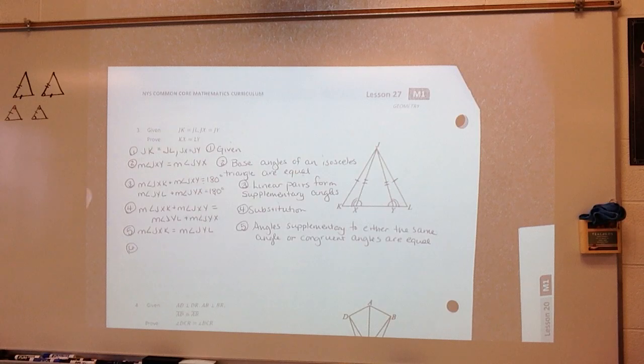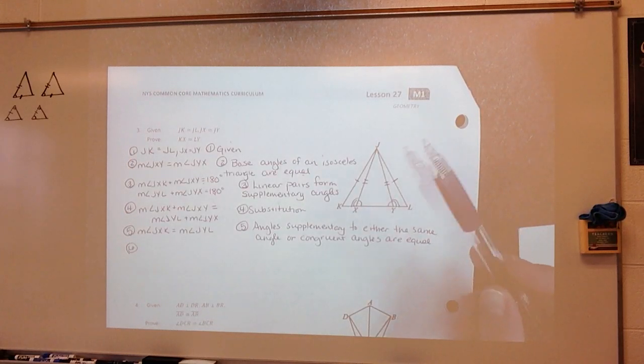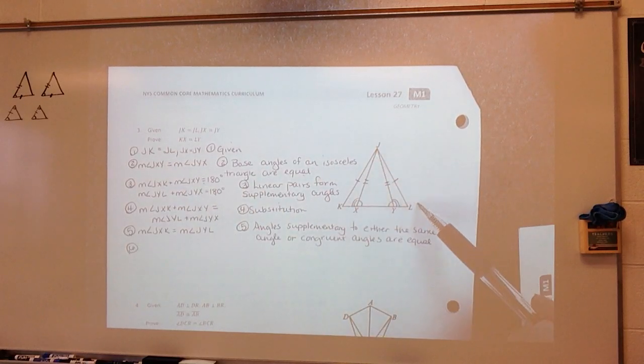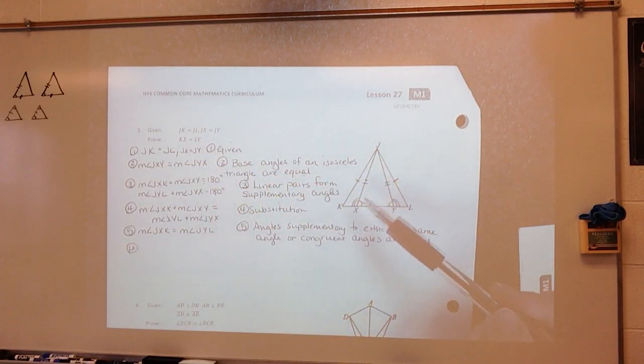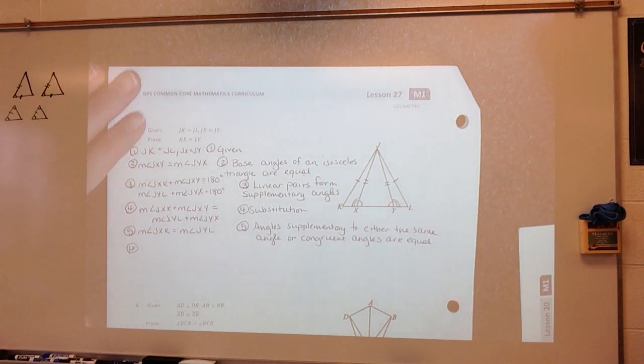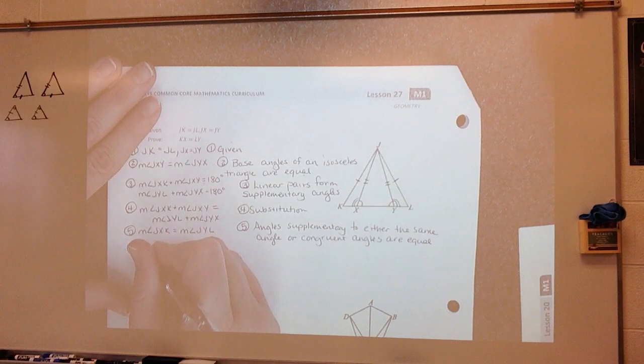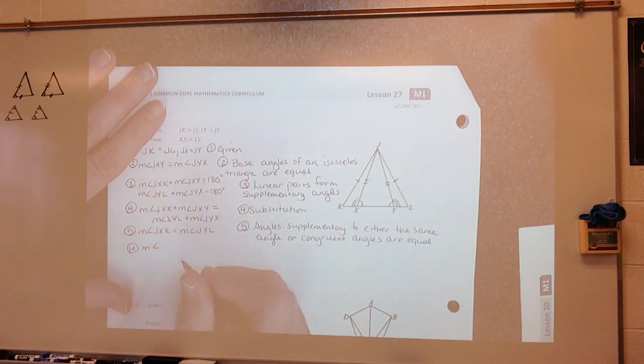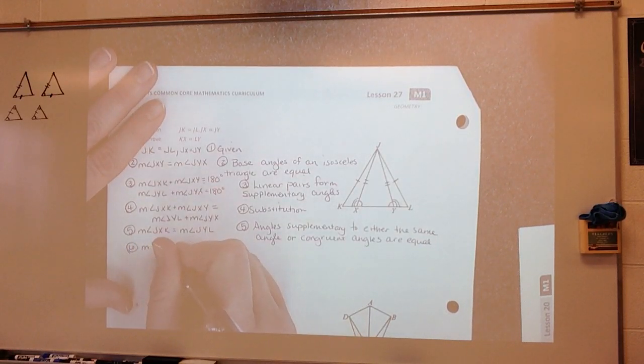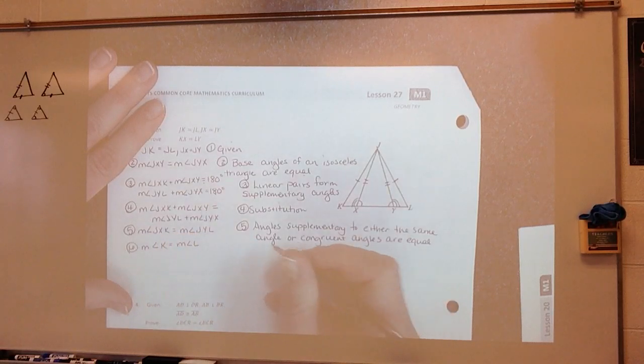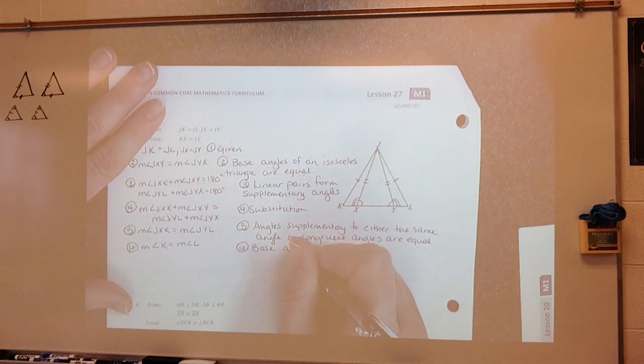Alright. Now, what else do I know? Well, let's go back to JK and JL being equal. So now look at this. I know that I have base angles of an isosceles triangle again. So the measure of angle K is equal to the measure of angle L, because base angles of an isosceles triangle are equal.